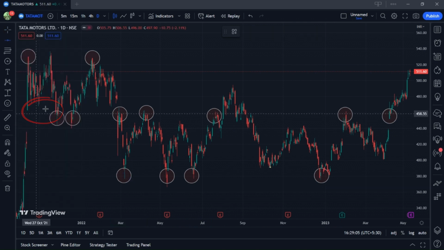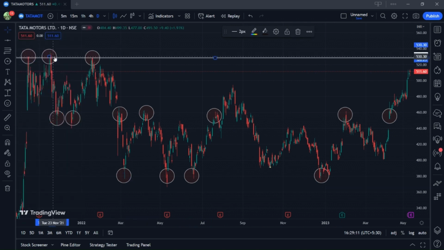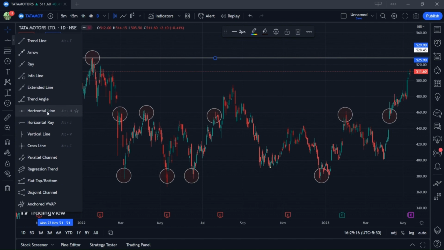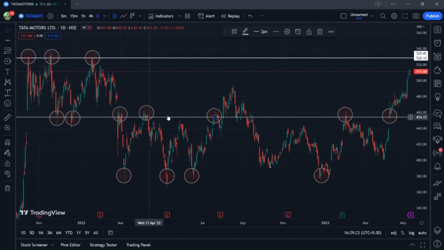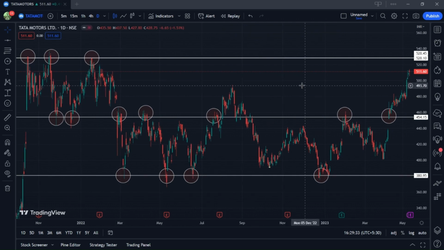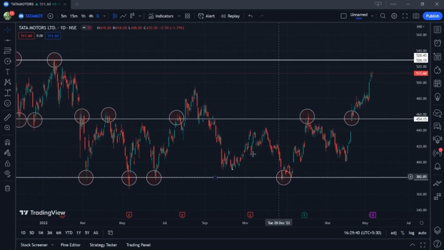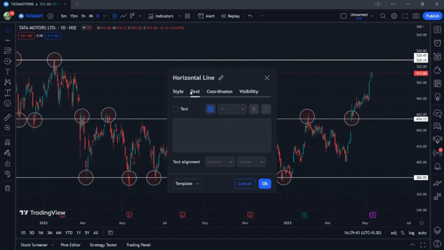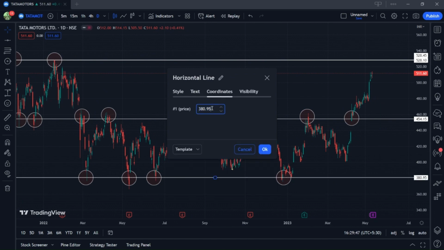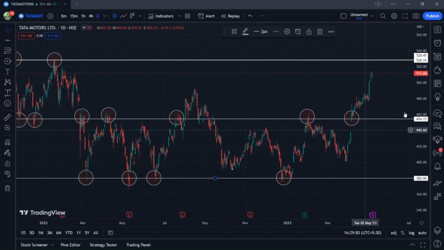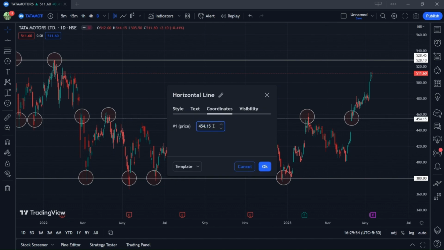Now, click on the horizontal line. Drag the line to where you have marked the points. Match the points with the horizontal line. Repeat the same process to draw the support and resistance levels. Double-click on each line and go to Coordinates. Make the value a round figure or move to the closest non-decimal value, because we can memorize the levels easily.